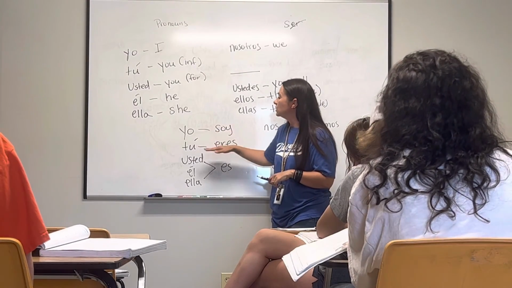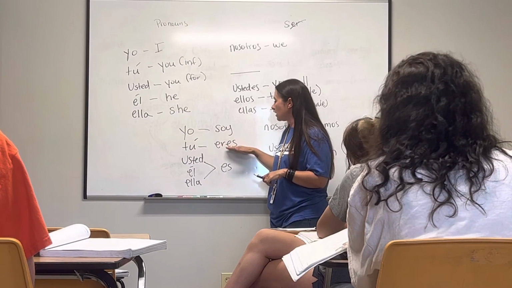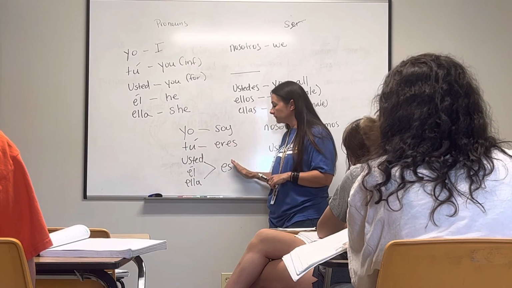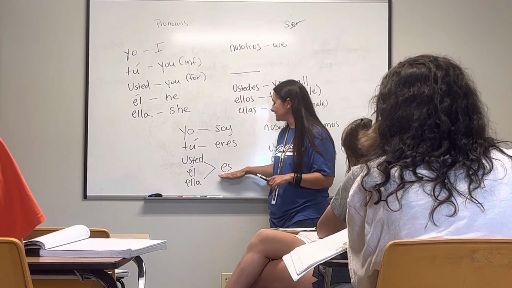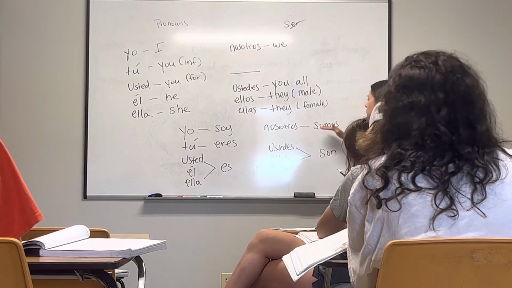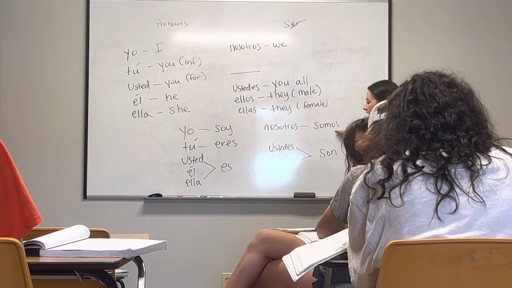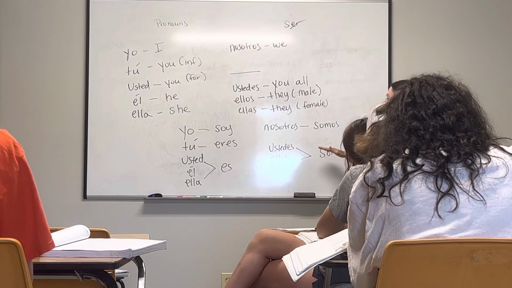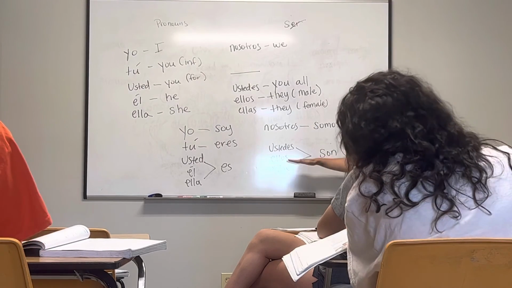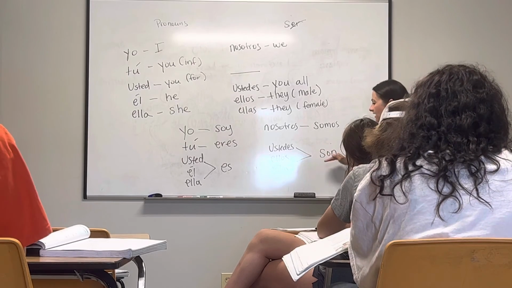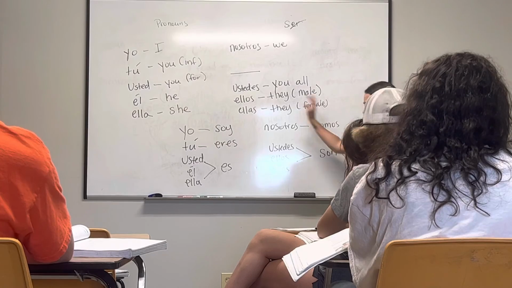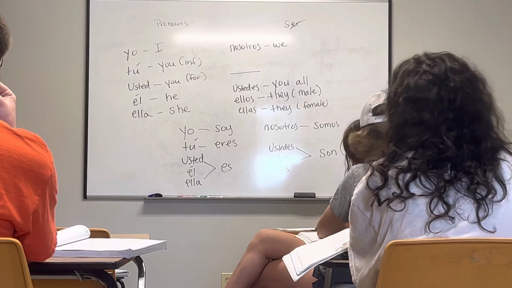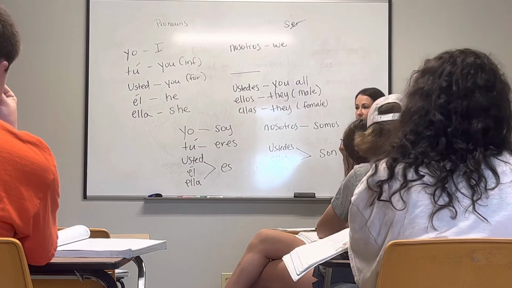So I am, yo soy. Tú eres, you are. Usted es, you are, formal. Él es, he is. Ella es, she is. Nosotros somos, we are. Ustedes son, y'all are. Ellos son, they are. Ellas son, they are. All right? It's a lot of words to just say I am, you are, he, she is.